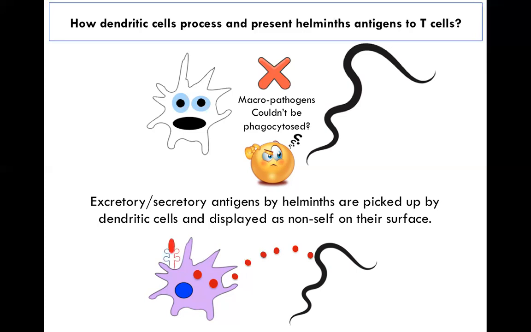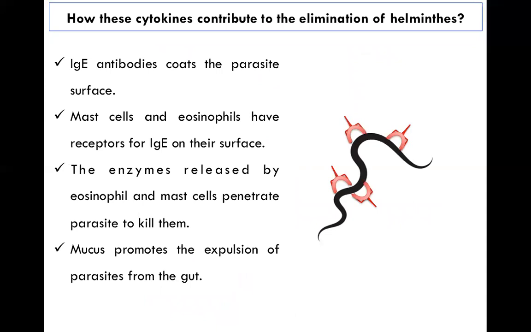So how do IL-5, IL-13 and others work in that phenomenon? Let's try to understand how these cytokines contribute to the elimination of helminths. What they produce, we know, is IgE antibody. So what does IgE antibody do? IgE antibodies coat the parasite surface. Why do they coat the parasite surface? Because the mast cells and eosinophils have a receptor for IgE on their surfaces. Then the enzymes released by the eosinophils and mast cells penetrate the parasites to kill them. And now, what is the function of mucus? Why was the mucus secreted in that case?